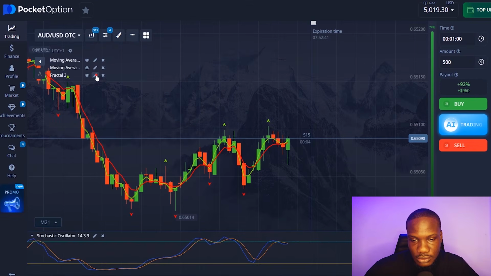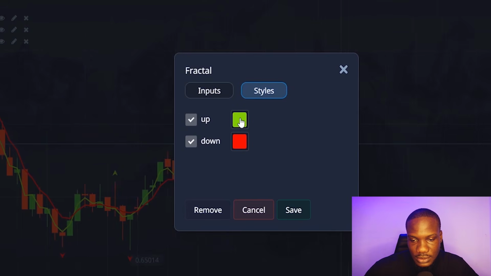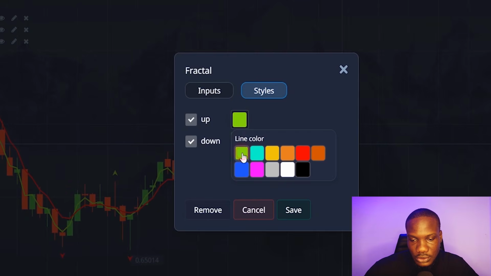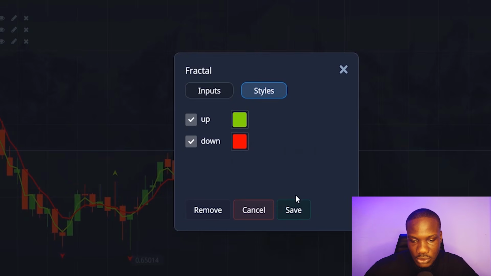The fractal indicator comes with the settings of a period of 3. Right here on the style level, at the upper section, I'm going to be using a green color, while the down section I'll be using a red color. So when I'm done, I'll click on save.